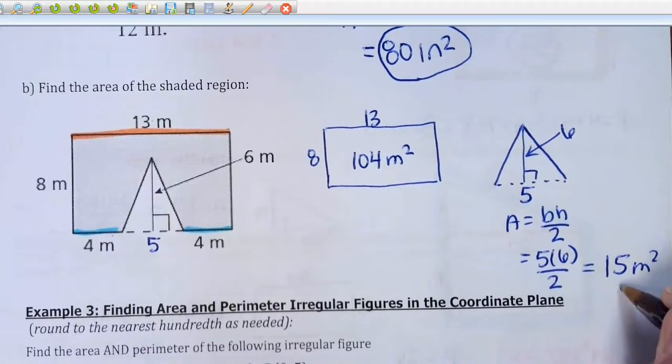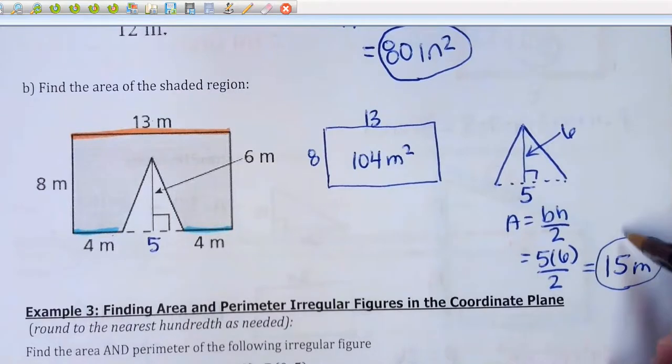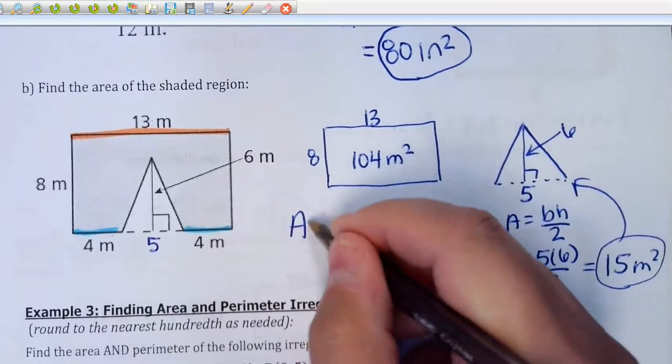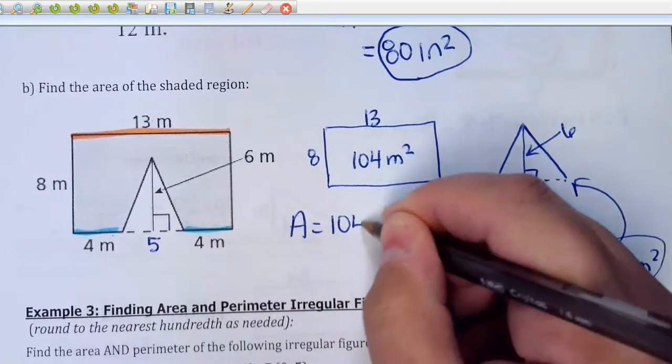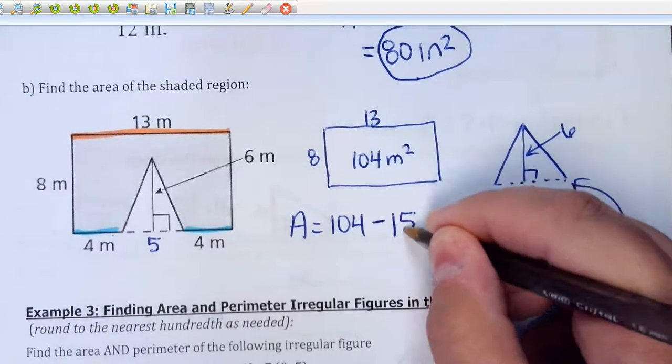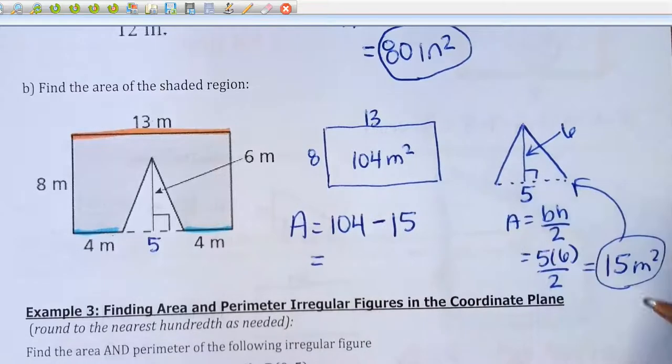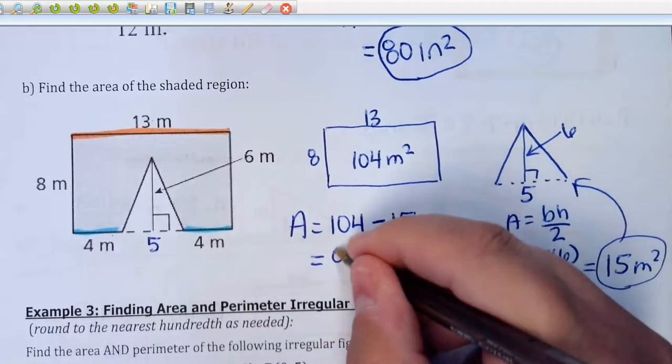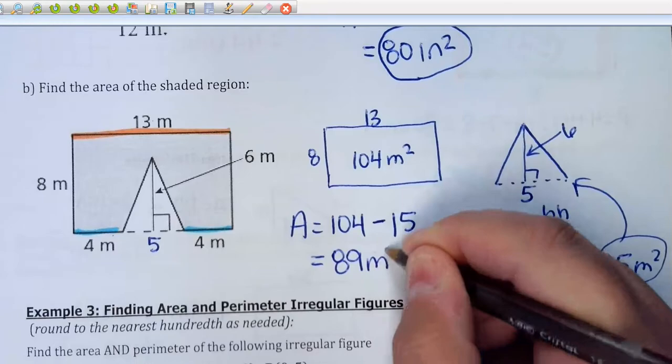Okay, so then what I would want to do, that's my area there, I would want to take the area of that entire rectangle, which is that 104, and we get to subtract the triangle, which is the 15. And so then the leftover should end up being 89 meters squared.